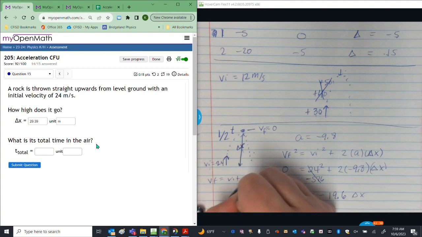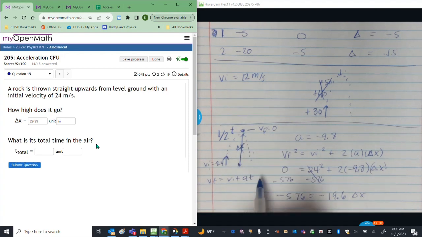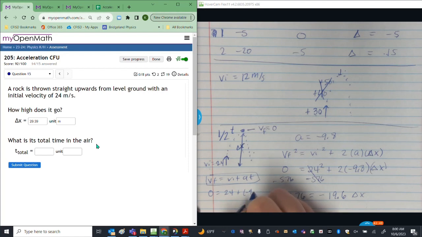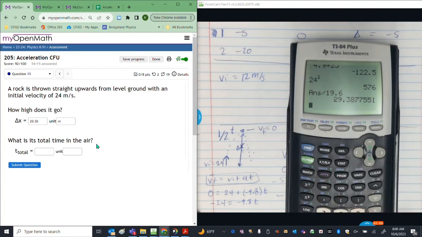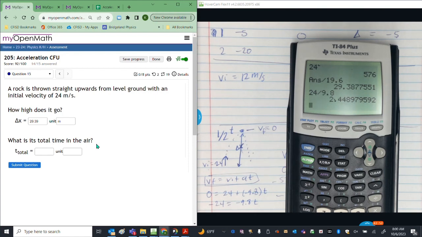easiest one to use. Okay, and so my VF is 0, my VI is 24, plus negative 9.8 times T. So I have negative 24 equals negative 9.8 times T. So divide 24 by 9.8. The negatives are going to cancel. And I get this, but that's only half of my time. That's the time to get up to the top because that's the point I was using. So I have to double it.